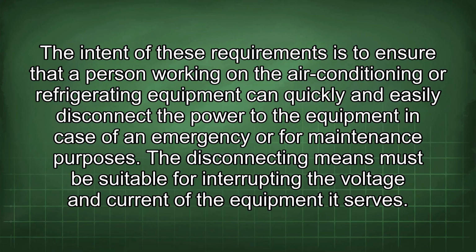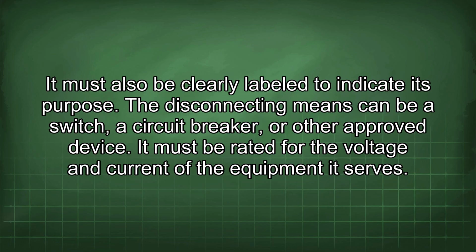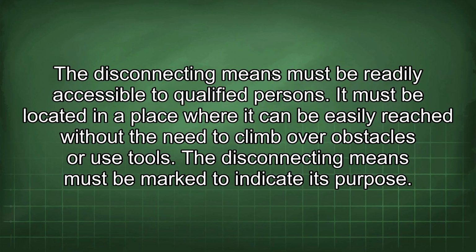The disconnecting means must be suitable for interrupting the voltage and current of the equipment it serves. It must also be clearly labeled to indicate its purpose. The disconnecting means can be a switch, a circuit breaker, or other approved device. It must be rated for the voltage and current of the equipment it serves. The disconnecting means must be readily accessible to qualified persons.